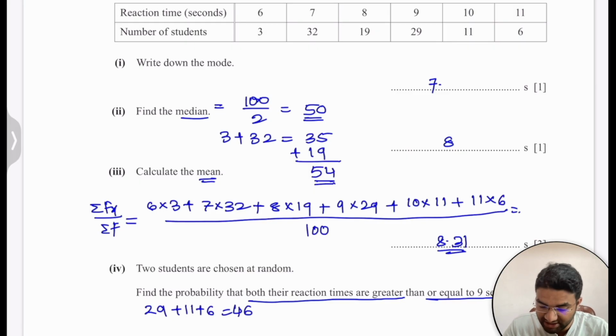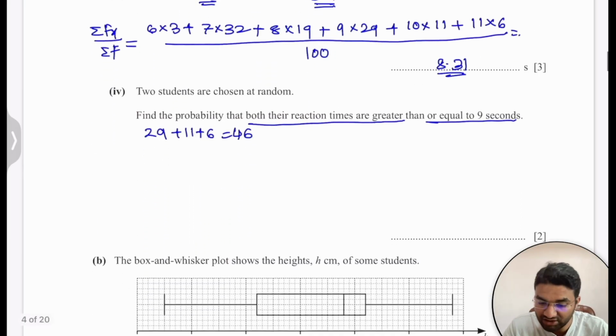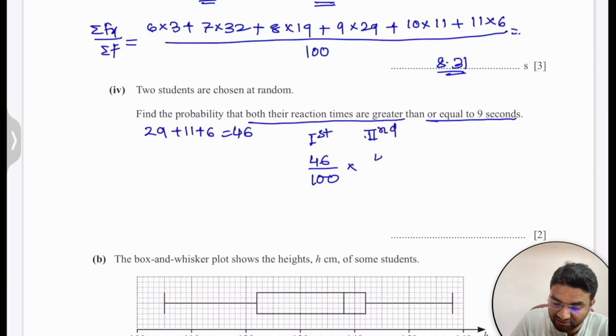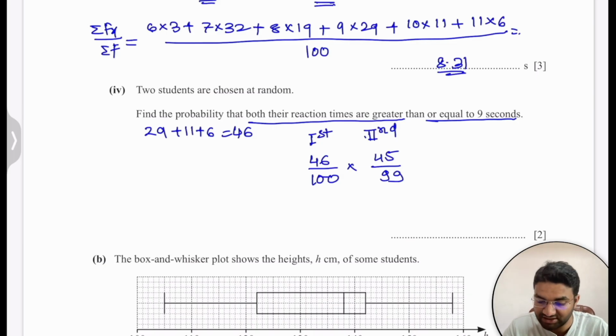And here out of 100 students, you have to take the first student, probability is equal to 46 over 100, and as you took the first student, the second student is 45, meaning 46 minus 1, 45 students divided by 99 left over, right? And this is the probability that you will get. And if you do the simplification, then you will get 23 over 110 as the probability. Fine.